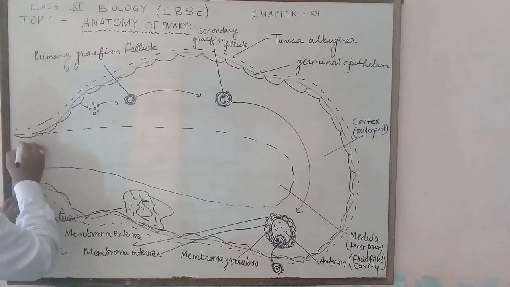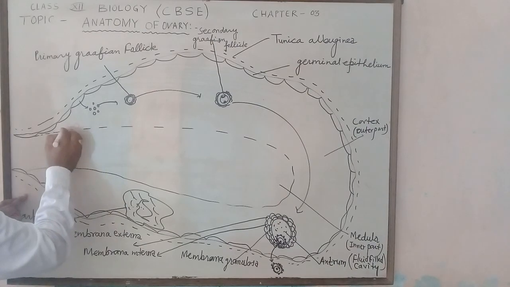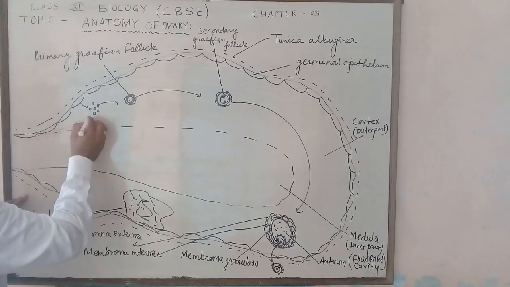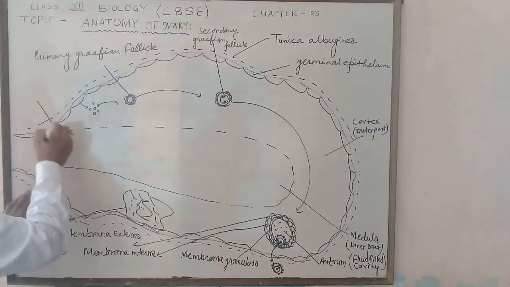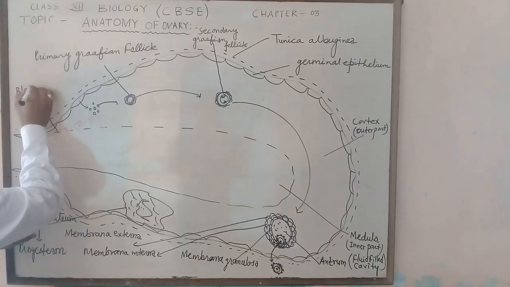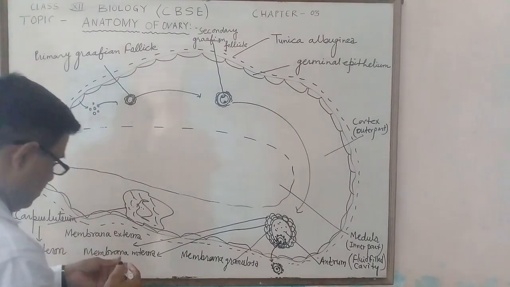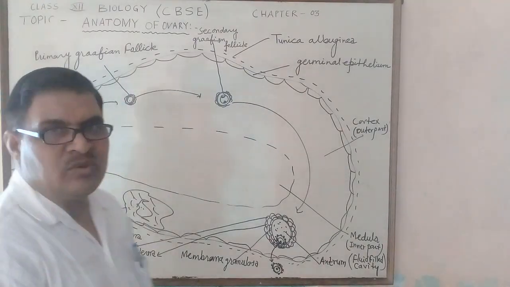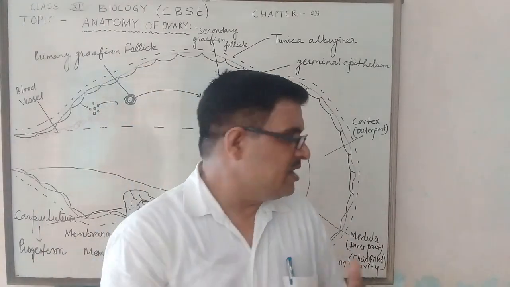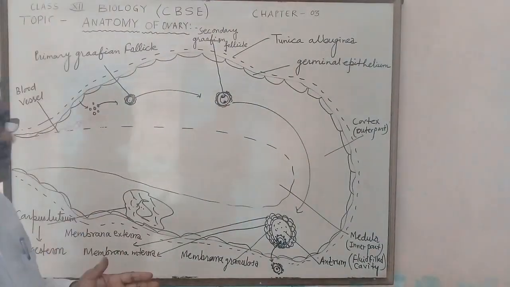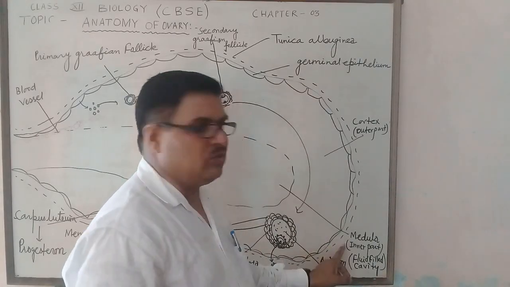Blood vessels are also present here, and they provide energy to the ovary. In this way, you have studied the male and female gonad anatomy. The male gonad is called the testis and the female gonad is called the ovary. I explained it very briefly. The ovary has two parts: the outer part is called the cortex and the inner part is called the medulla.